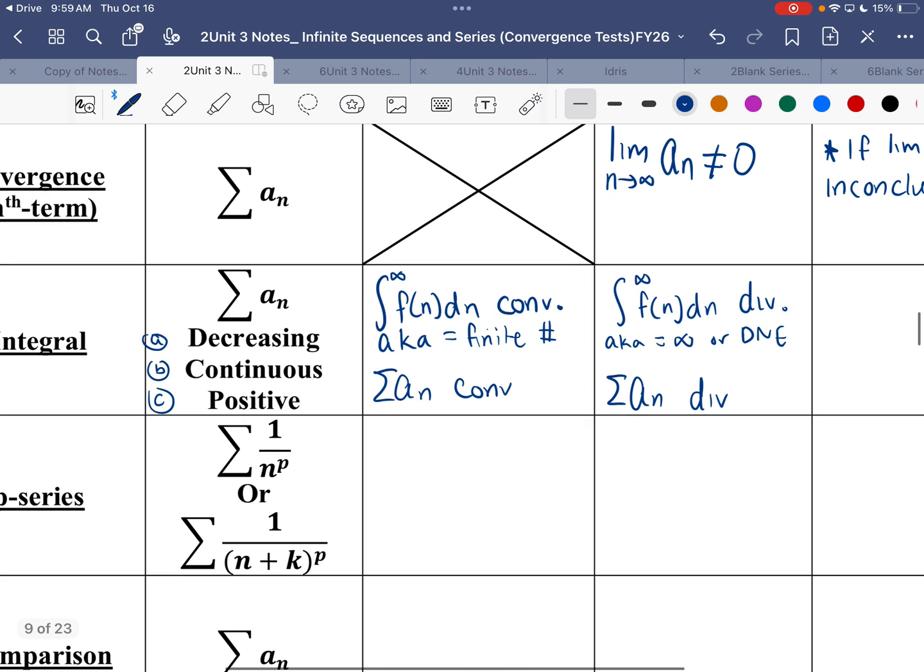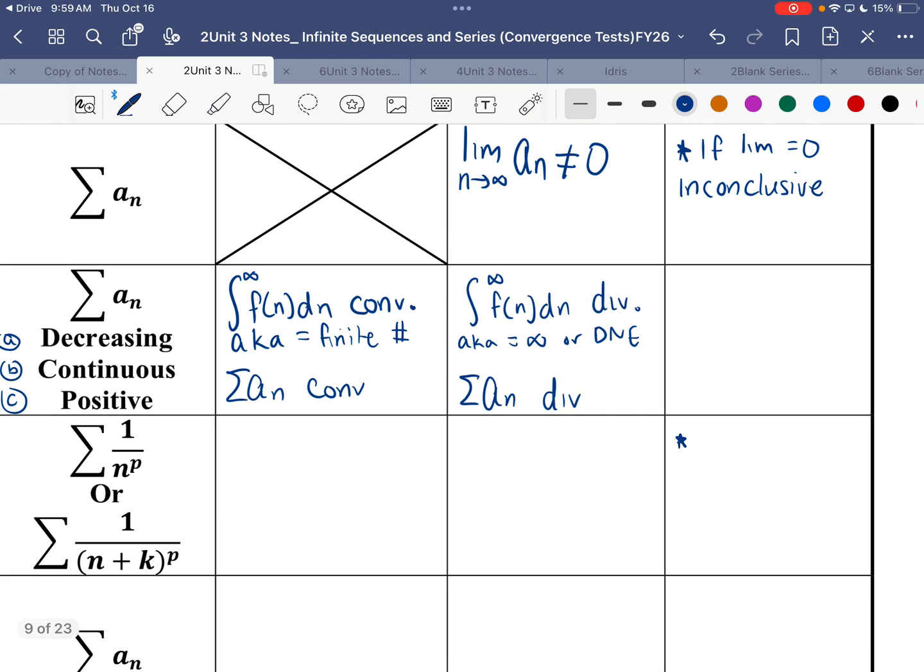All right, P series. P has a special form, so make sure that you realize the format is the input variable to a positive number. Okay, so if P is bigger than 1, converges. If P is small, diverges.